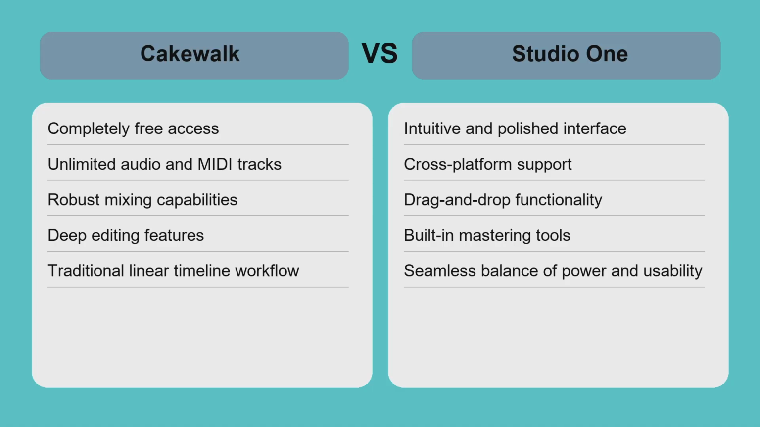For example, a home studio producer on a budget may prefer Cakewalk's free access and flexibility, while a professional working across Windows and macOS might choose Studio One for its seamless integration and mastering tools. Both deliver professional results but trade accessibility against ease of use and platform support.